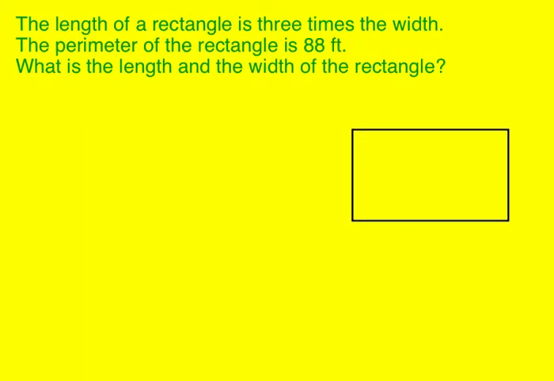All right, let's move on to another one. So on this one, again, we have a rectangle drawn for us. It says the length of a rectangle is 3 times the width. The perimeter of the rectangle is 88 feet. What is the length and the width of the rectangle? So same idea. I have 2 sides of my rectangle that are going to be length and 2 sides that are going to be width.